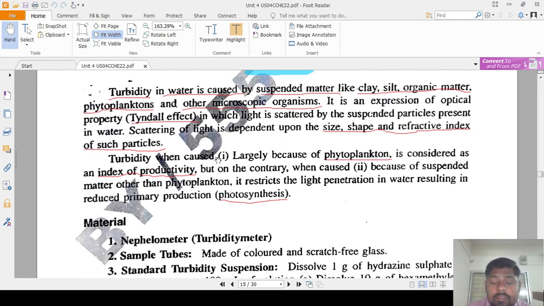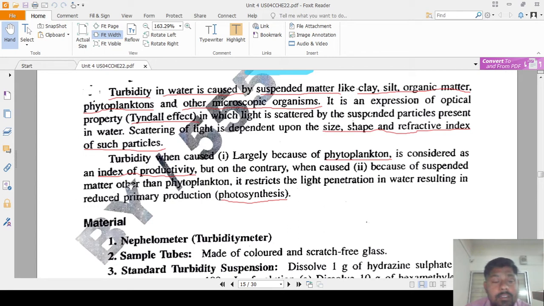Okay, turbidity when caused largely by phytoplanktons is considered an index of productivity. That means the amount of phytoplankton present in the water sample indicates how productive the water is. The fertility of the water depends on the amount of phytoplankton present in the water, but the opposite of that is the suspended particles.